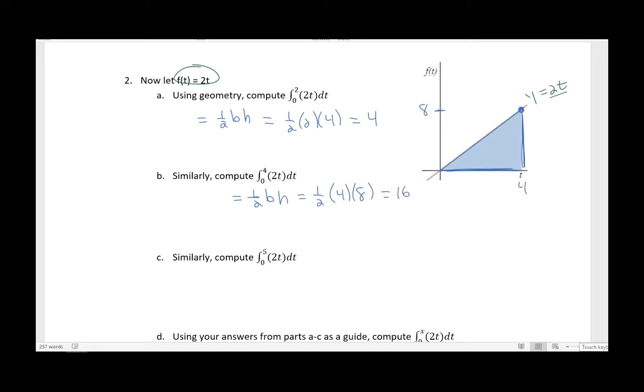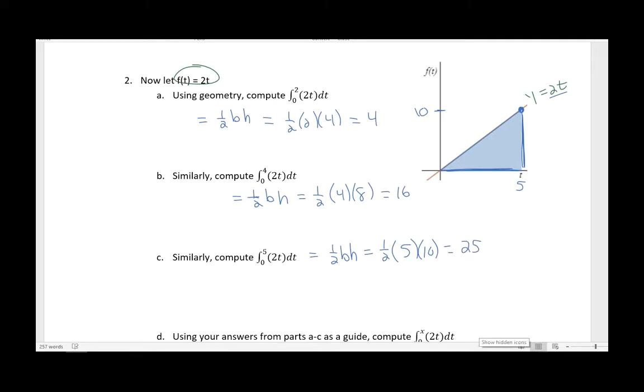Now let's take a look at the next one. So the next one, we would have, again, a triangle. 1/2 base times height. So, oops, I'm going from 0 to 5. So let me label my axis, my values here, going from 0 to 5. And then the height of this triangle is 2 times 5, which would be 10. So my base is 5, my height is 10, and I get 25 as the area.